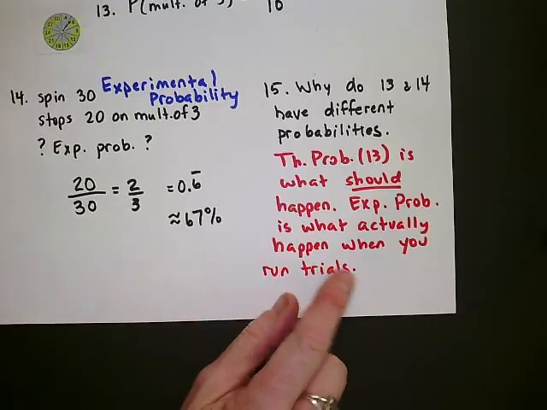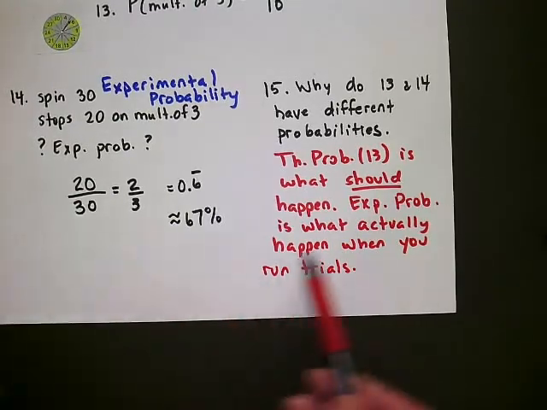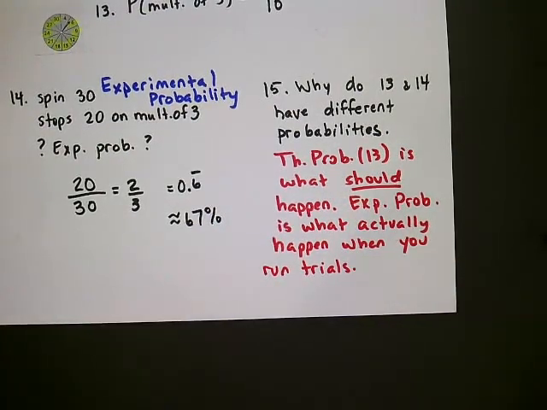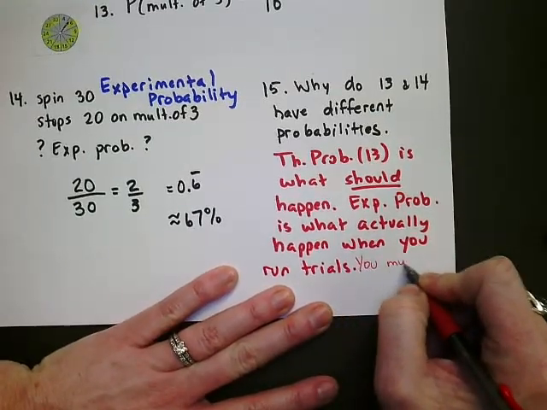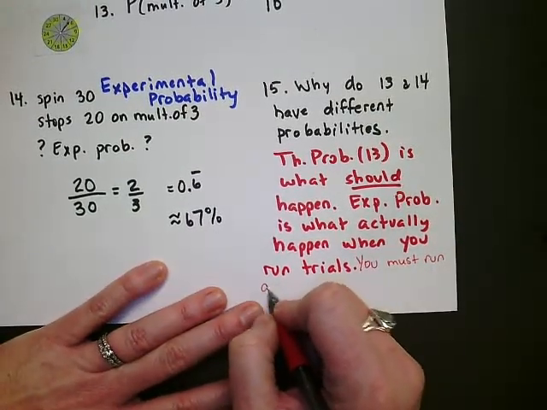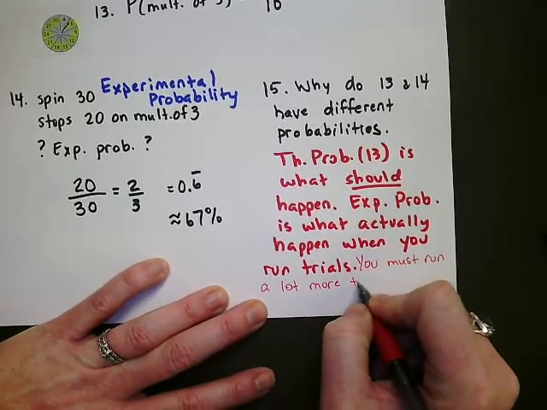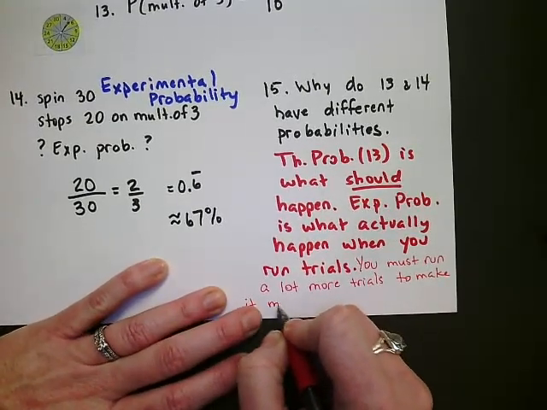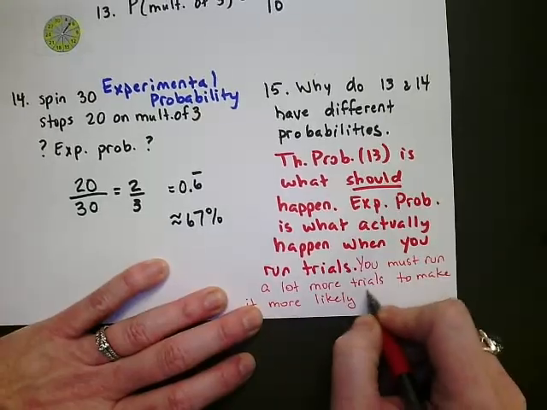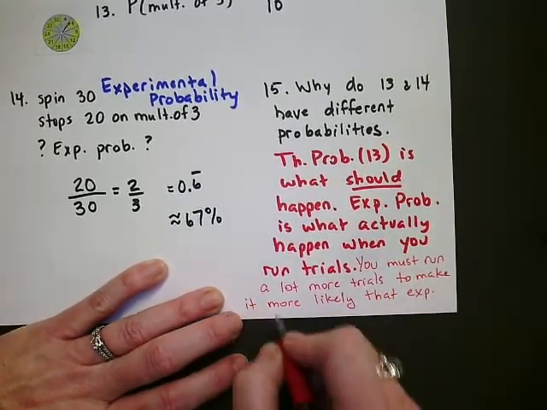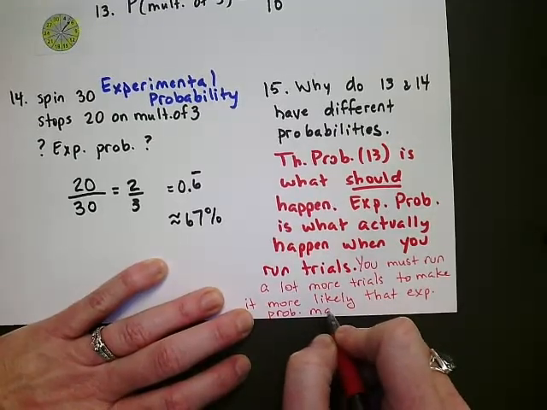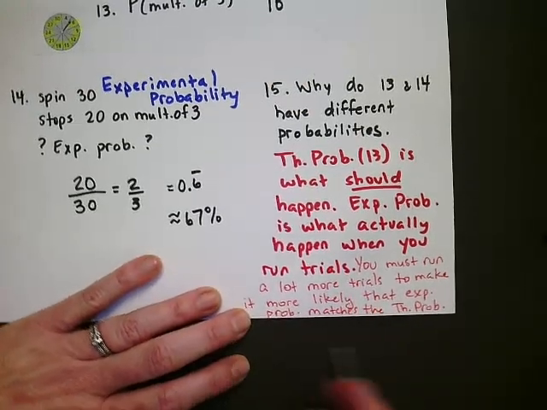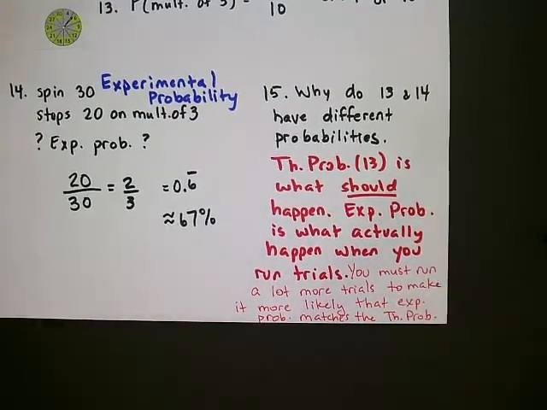I'm going to switch to a pen. I'm afraid I'm not going to be able to fit it here. The experimental probability will eventually match this, or should eventually match this, but only after you've done lots and lots of trials. You must run a lot more trials to make it more likely that the experimental probability matches the theoretical. Again, that's called the law of large numbers, but you have to run a lot more, okay?